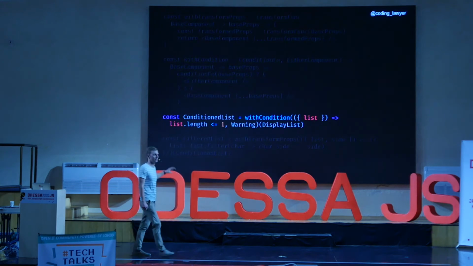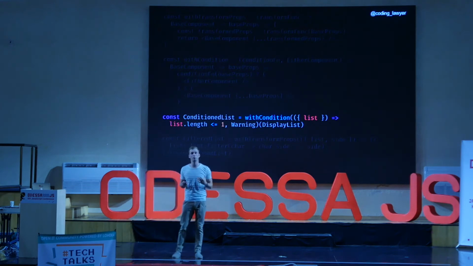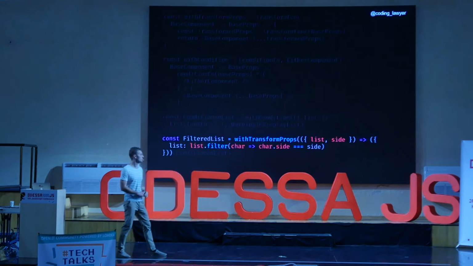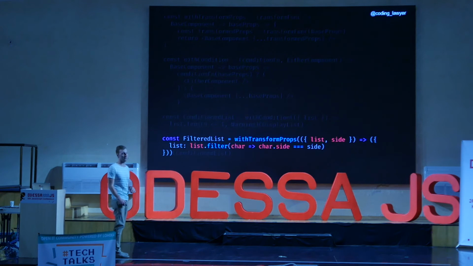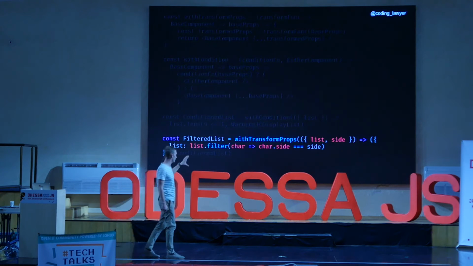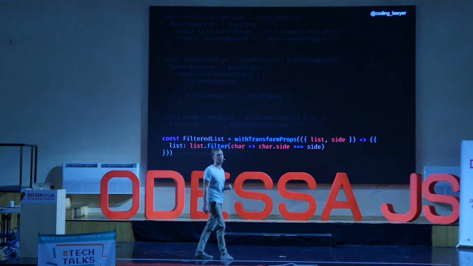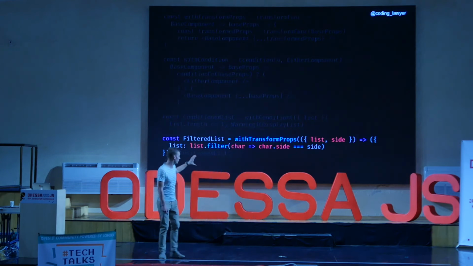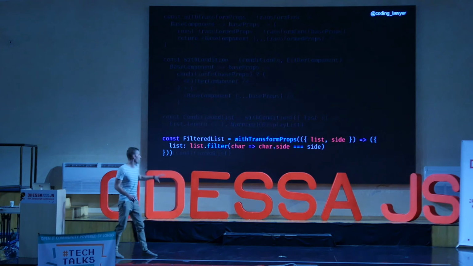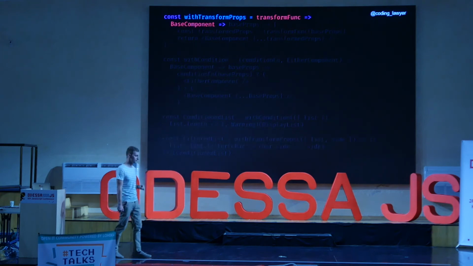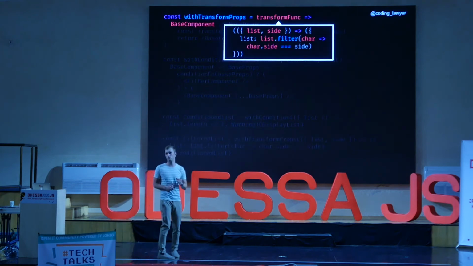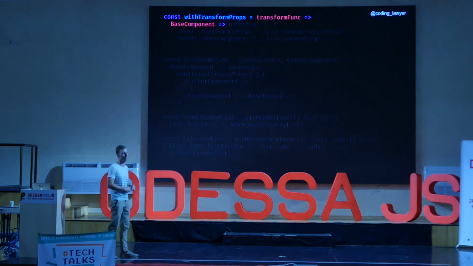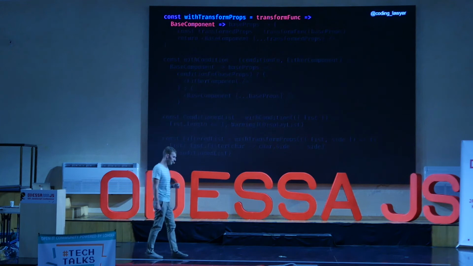So conditioned list is our display list enhanced by the with condition higher order component. So let's move on. Now we have a filtered list component. And as you can see, we are passing the configuration function to the with transform props. It's a function that takes care of the filtering logic. We pass it to with transform props. Now we have our configuration function inside the closure, and we get back a configured higher order component waiting for the base component.